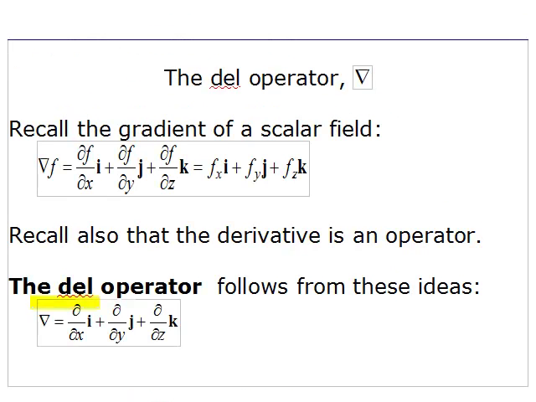This is the del operator. Its symbol is this triangle with the pointy side down. That's del. You can call it del. And it consists of three vector components: the partial with respect to x, the partial with respect to y, and the partial with respect to z.